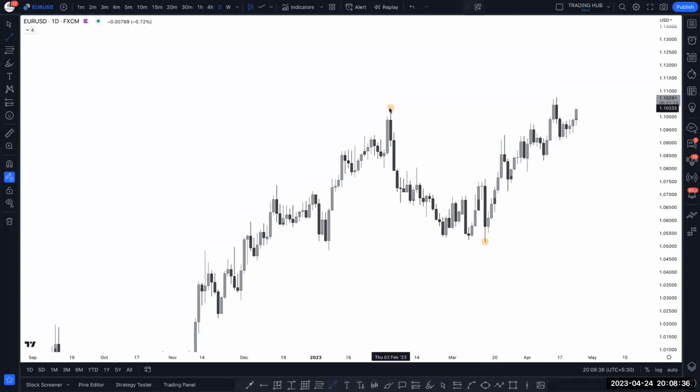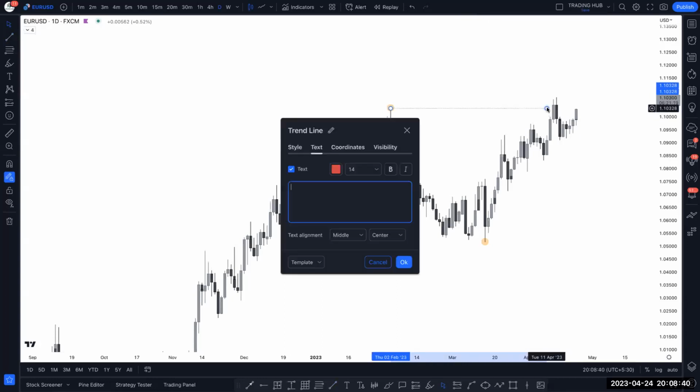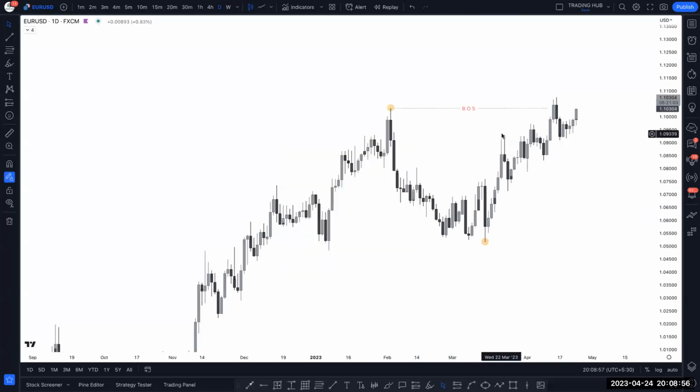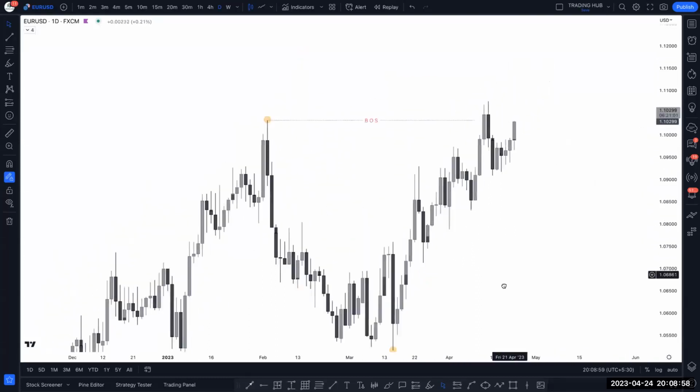As you can see, the previous structure was broken here, right? So this was our break of structure here. So once the market creates a break of structure, price must take out the inducement before continuation to the upside. All right. So this is happening here. Okay. So this is a break of structure, but look at this candlestick behavior here.